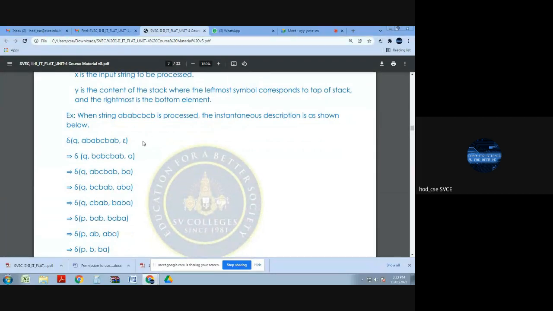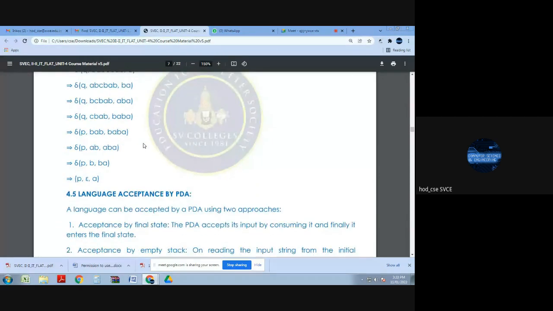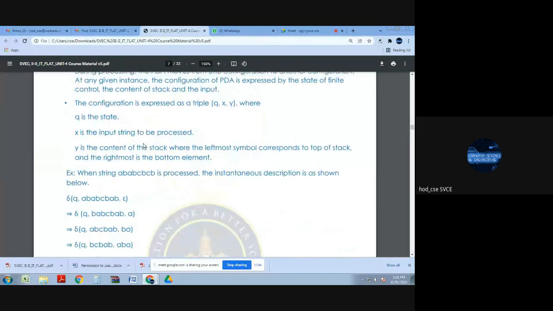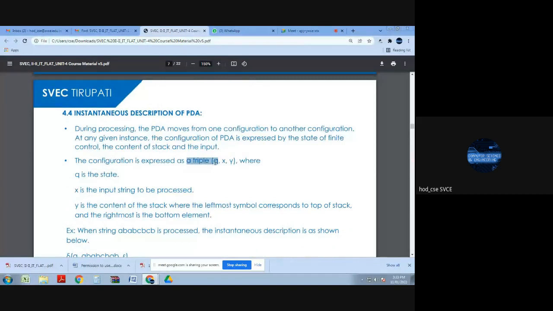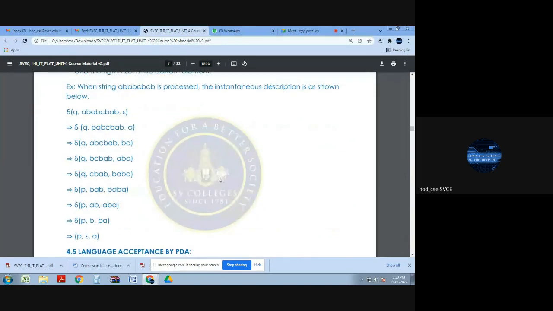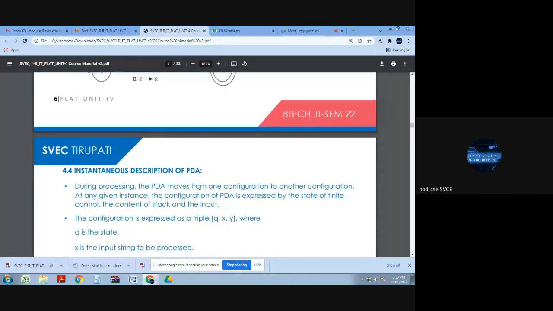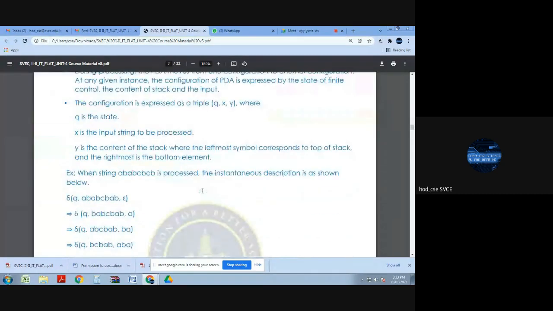The instantaneous description is nothing but showing how the string is accepted, with three elements that we show as a triple. Q represents the state, X represents the input symbols, Y represents the stack symbols. See here, Q is the present state, this is the string, and in Y we are taking the content of the stack. Initially the content of the stack is nothing, so we take epsilon.